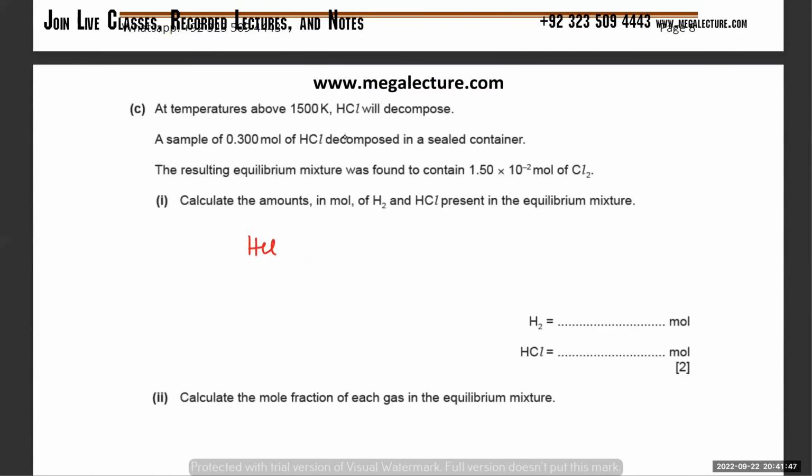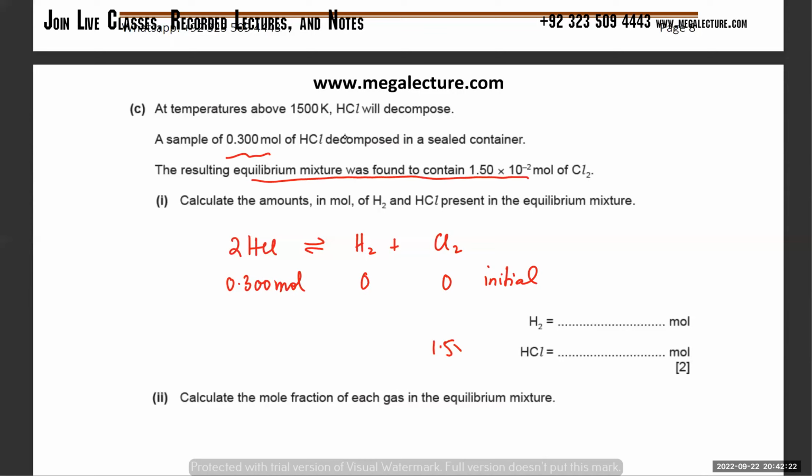HCl decomposes, HCl decompose in a sealed container. And he says that there's initially 0.30 moles of HCl and 0 of these and 0 of these, right? So that's you got HCl decomposing, and that's your initial moles. And he says that the resulting equilibrium mixture was found to contain 1.5 times 10 to the power -2 moles of Cl2.